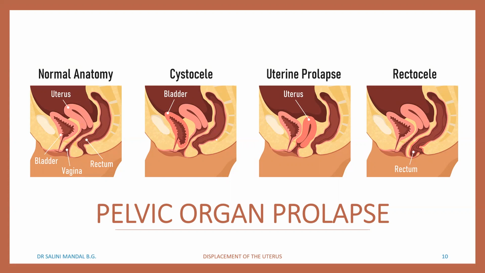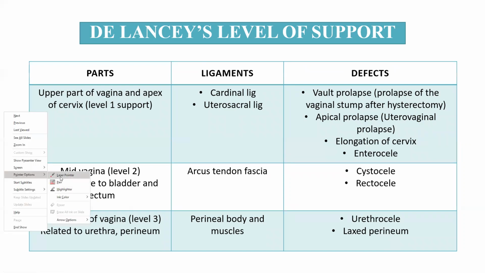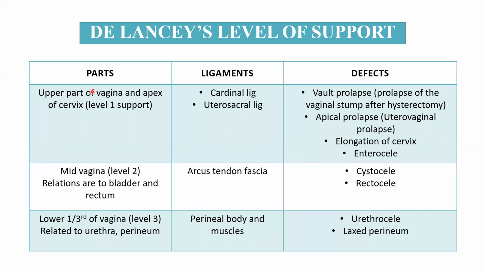Now, one more very important thing is DeLancey's level of support. Here we have three levels of support. Let us see the first one, that is the upper part of the vagina and apex of the cervix. Otherwise, we call it the apical suspension.